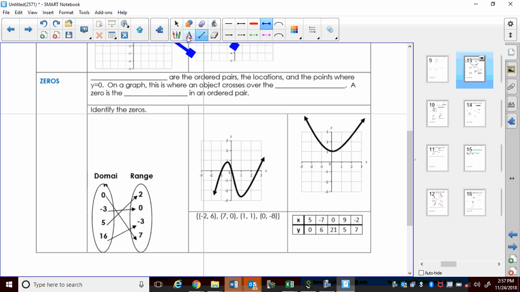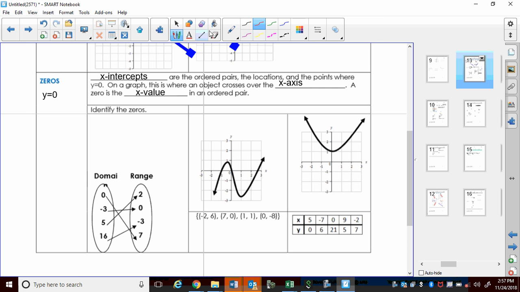Okay? Now the last part we want to cover is the part about zeros. So zeros are just those x values in the x-intercepts. And the x-intercepts are the ordered pairs, the locations and the points where y equals 0. On a graph, this is where an object crosses over the x-axis, and we said that repeatedly. And we always know at this point, y equals 0. So the 0 is the y value and the x value is the zero in this ordered pair.